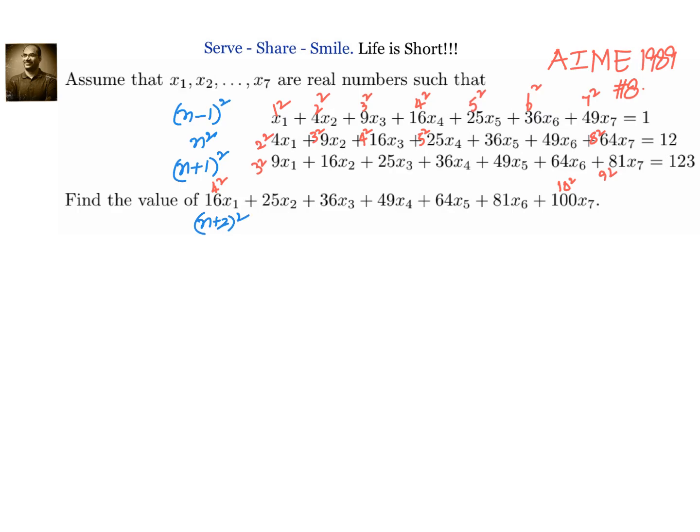Now suppose you take the value of n equal to 2, then you have 1 square, 2 square, 3 square and 4 square. If you take n equal to 3, then 2 square, 3 square, 4 square, and what we need to find is 5 square. If I take n equal to 4, then we have 3 square, 4 square, 5 square, and what we need to find is 6 square. So now we have to understand how to get (n plus 2) whole square by using (n minus 1) whole square, n square and (n plus 1) whole square.